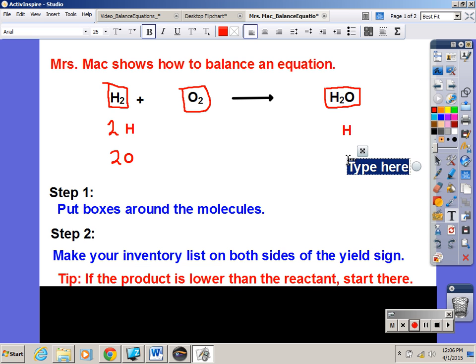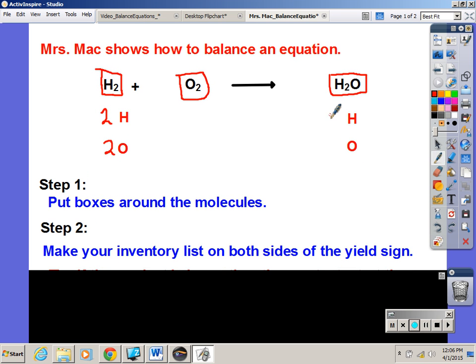So notice that I'm always going to put them in the same order. If I have H first, I'm going to put that H first on the other side. If I have O first, I'm going to put O second on the other side as well. So both my H's and my O's are in the same order on both sides. And as you can see right here from the H2O molecule above, I have 2 H's and I have 1 O. So right now as this equation sits, it's not balanced.